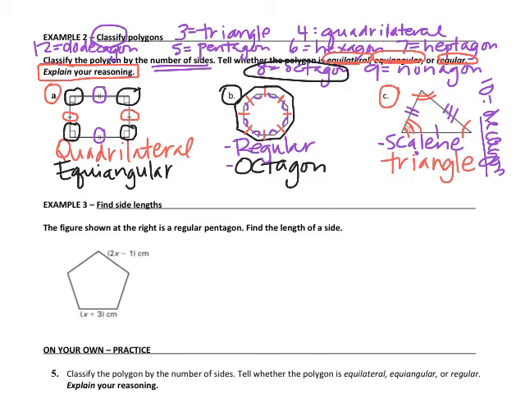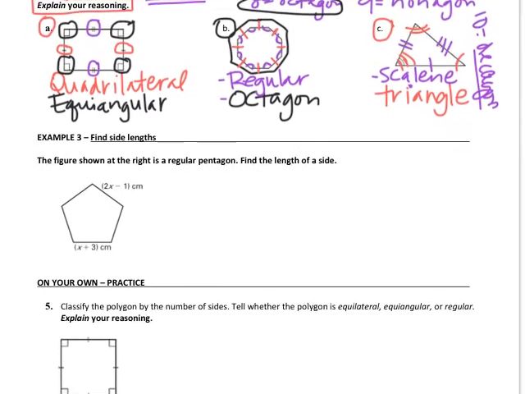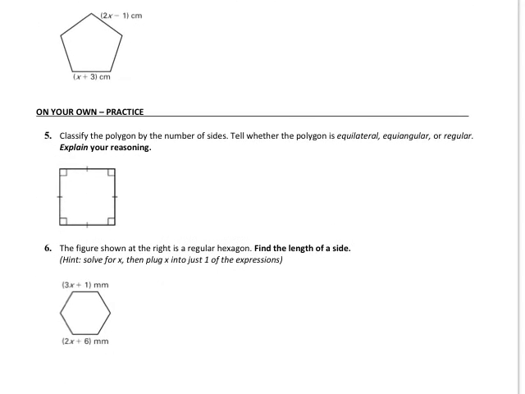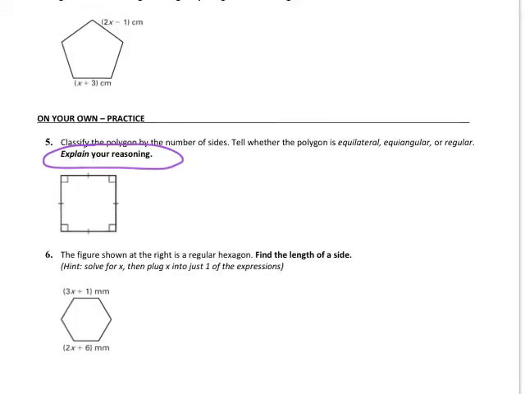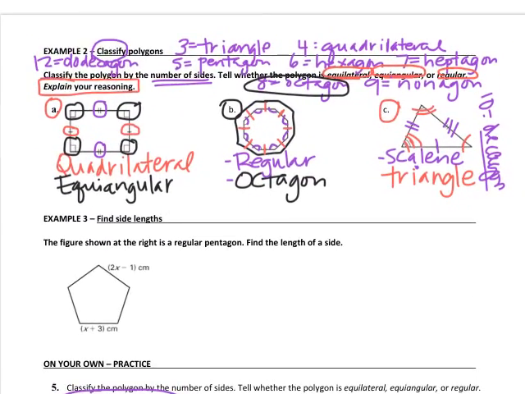So if you go down the page a bit, you're going to have a couple problems to take a look at as well. Number 5 is asking you to do the same thing. So classify the polygon by the number of sides and tell whether the polygon is equilateral, equiangular, or regular. Don't forget, you do need to explain your reasoning. Okay, so sort of like what we did in the previous examples.